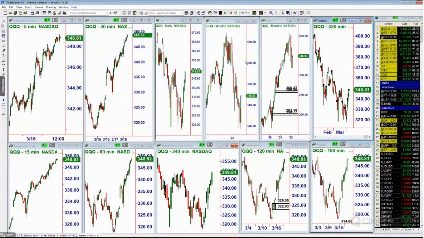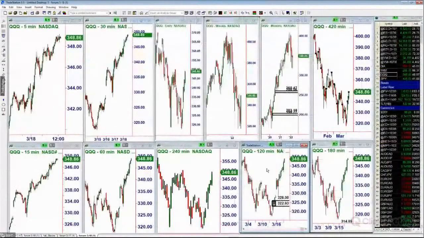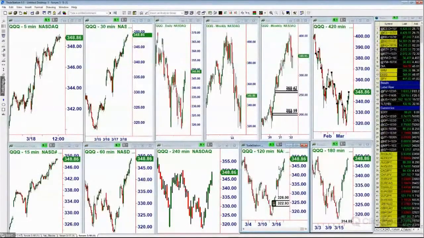So let's look at a market. And I really don't care what market we look at. We're on the Qs now, so I guess we can look at the Qs here. Then we'll maybe go to the S&P, and then maybe we'll go to the dollar. How about that? Something like that.